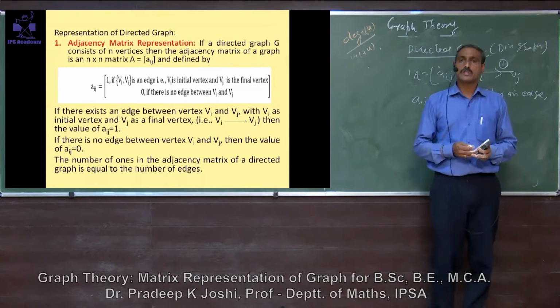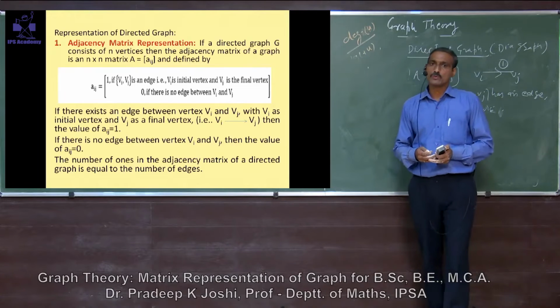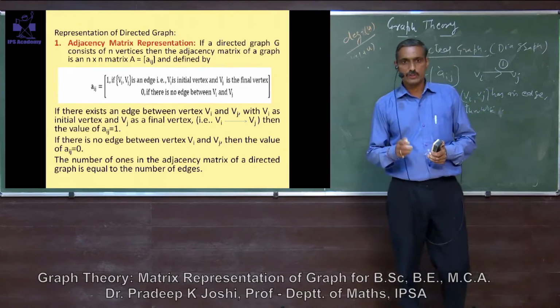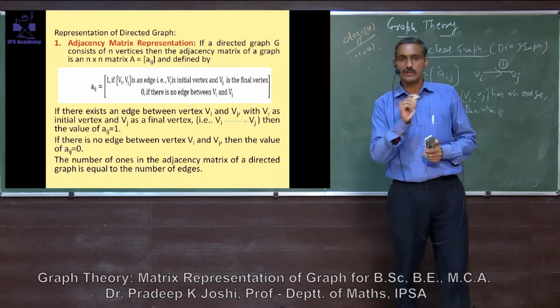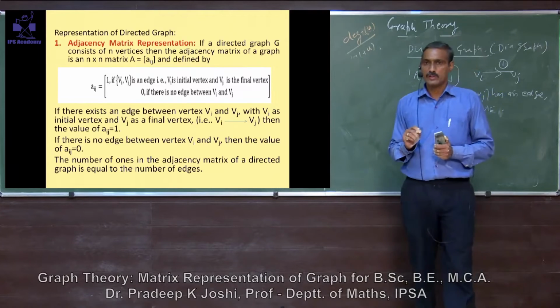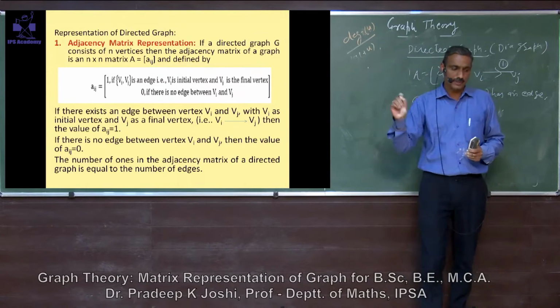The number of ones in the adjacency matrix of a directed graph is equal to the number of edges. So the number of ones in the adjacency matrix of a directed graph will be equal to its number of edges.